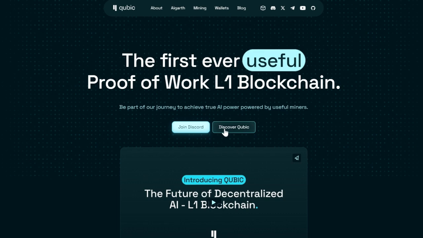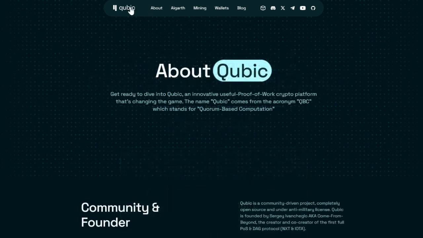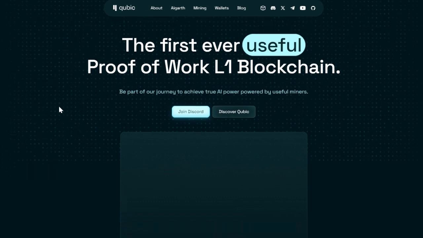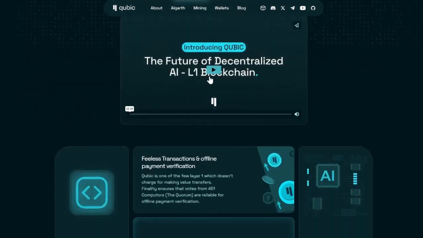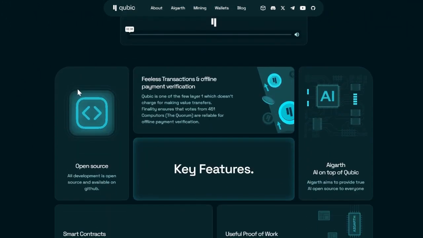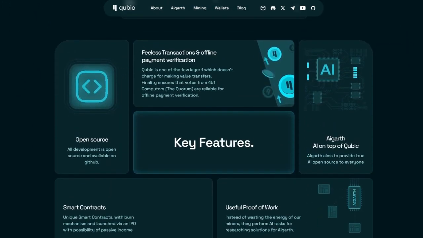And then this link here says discover Qubic, and that'll lead to the about section that we'll go over in a second. Then there's a video here that you can watch that introduces Qubic, which I recommend watching. And then we get down into the nitty gritty of what makes Qubic so unique.